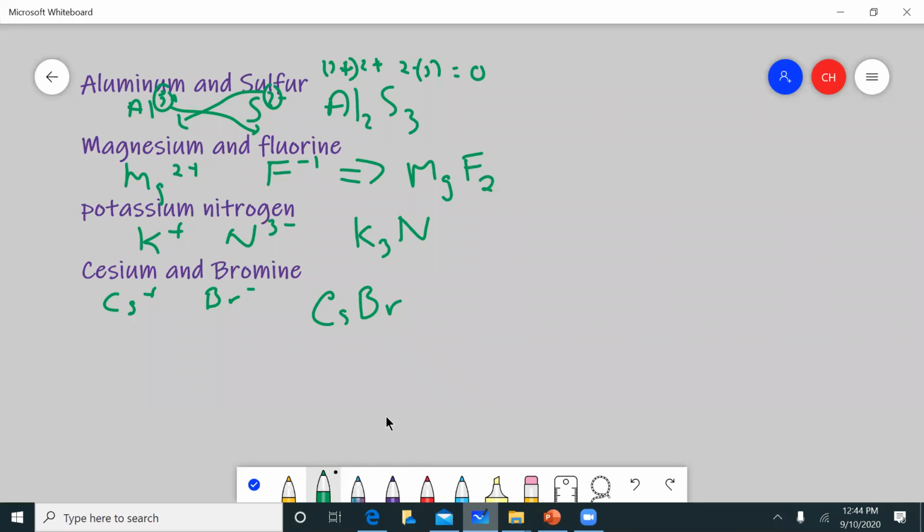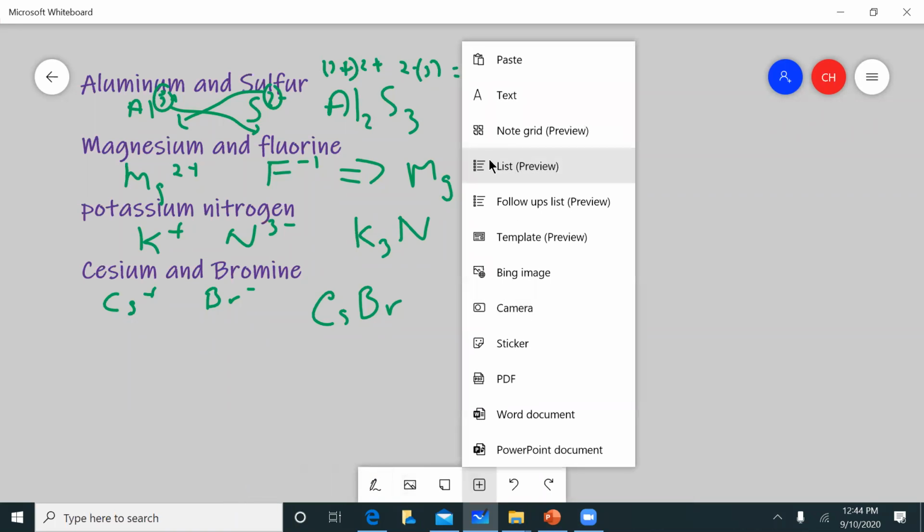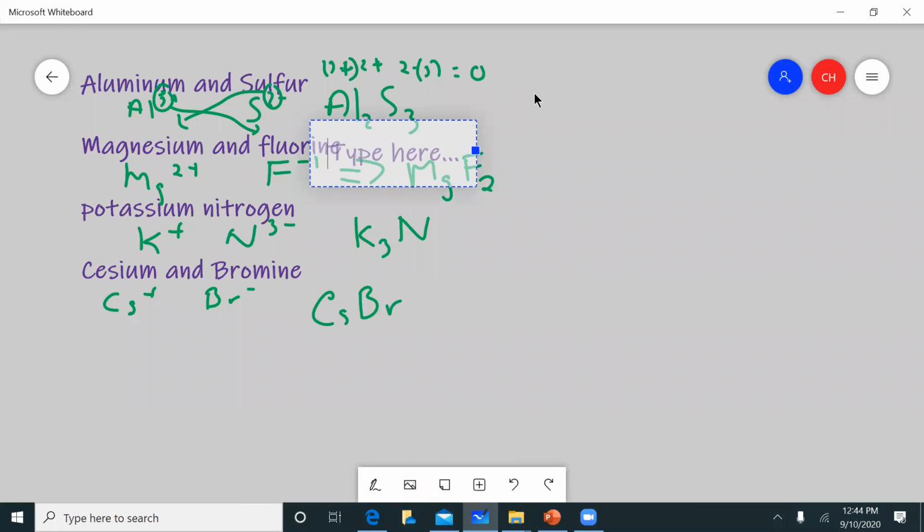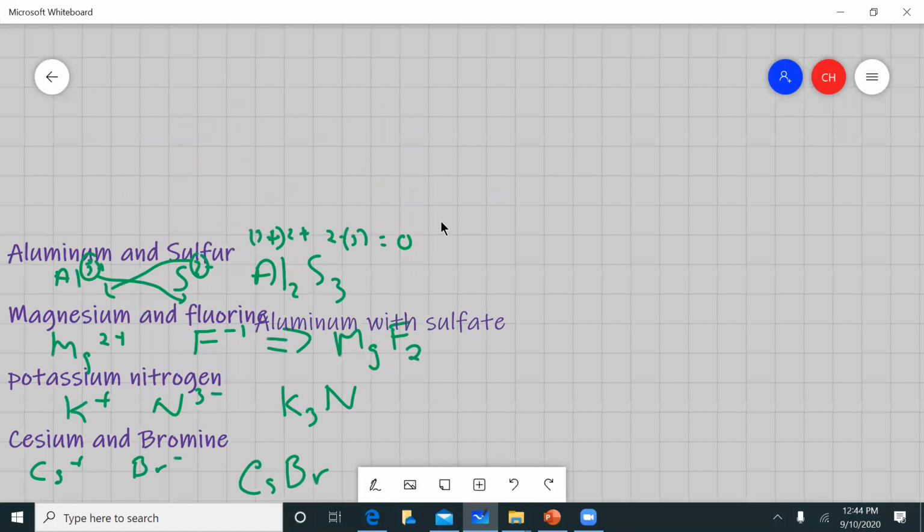to our board, and I'm going to add another text here. This time I'm going to combine aluminum with sulfate. Aluminum with sulfate.